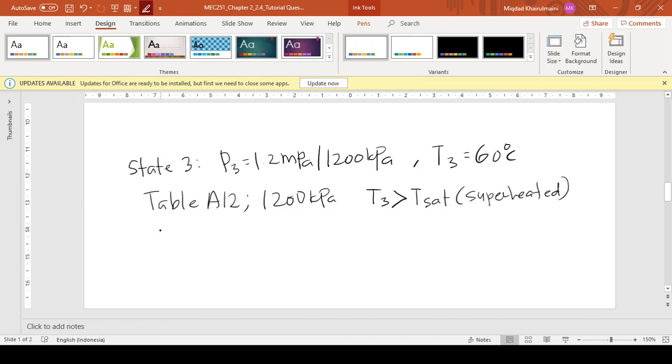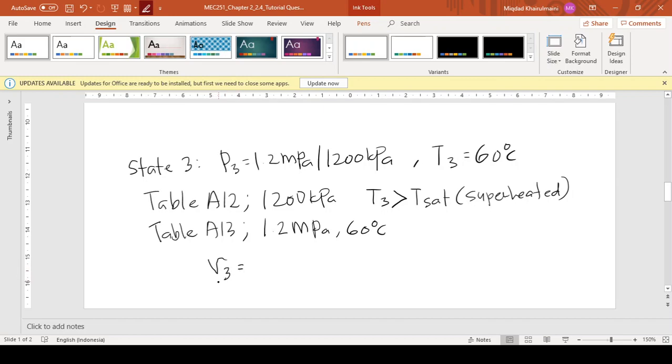When the phase is superheated, we cannot use the same table. We have to change to table A13 for superheated substance. Now the pressure is in megapascal, and we know the temperature is 60 degrees. So look for the 1.2 megapascal table, and at the temperature reading for 60 degrees Celsius, we will read the specific volume.